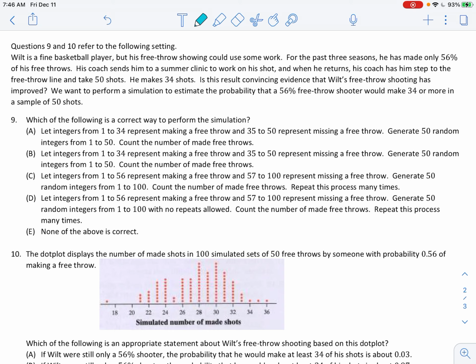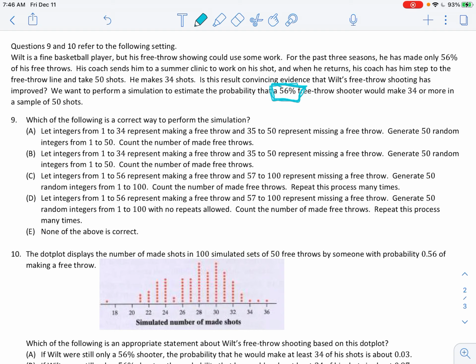That's not 56%. But what I want to know is, is it just a fluke? Does that just happen by chance? Or do we have evidence to say he's not a 56% shooter? So what we do is whatever they're claiming, which in this case is 56%, that's what we'll assume to be true to create our simulation. So we want to mimic making a shot 56% of the time.